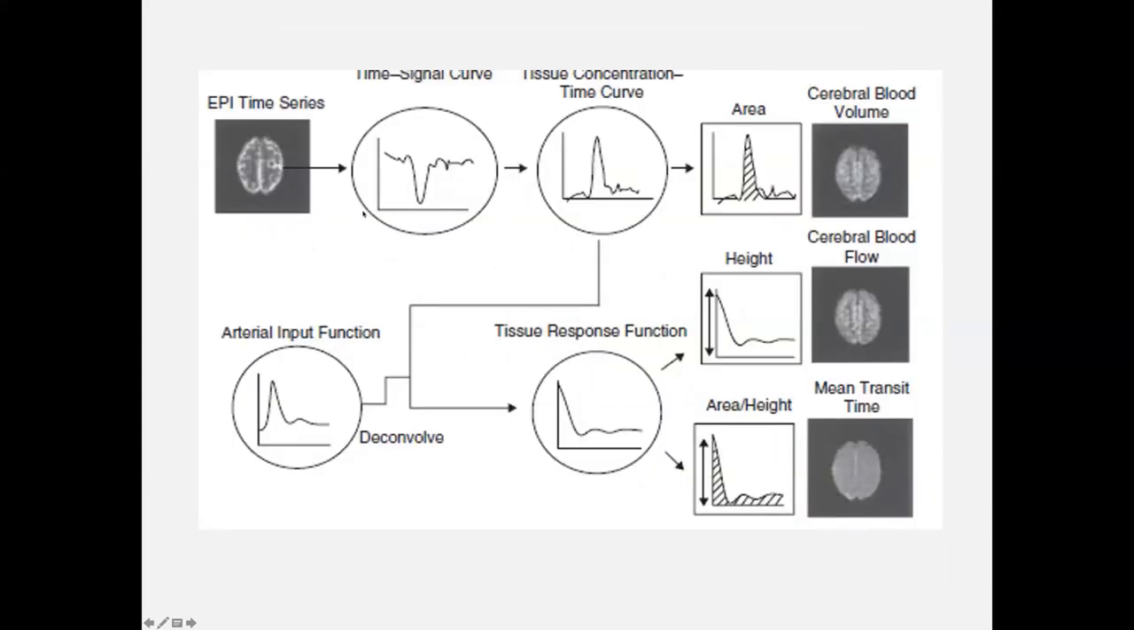Even if you haven't understood even 1% of the physics, it's okay. There is no need to understand this physics. The summary is, whenever a contrast goes through a paramagnetic field, a magnetic field, there is a drop in signal. With an equation, that drop in signal is converted into concentration of that contrast, and the area under that concentration gives us CBV. So CBV is very simple to obtain.